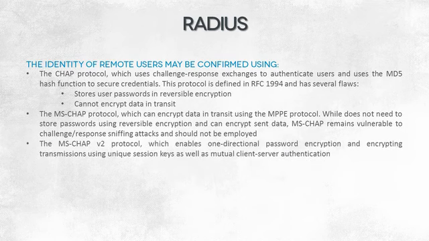Mutual authentication is available only in MS-CHAP version 2. This protocol allows you to store reversibly encrypted passwords. MS-CHAP version 2 is the least secure protocol among those that we should use in practice.